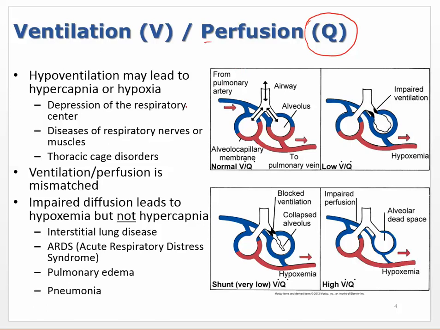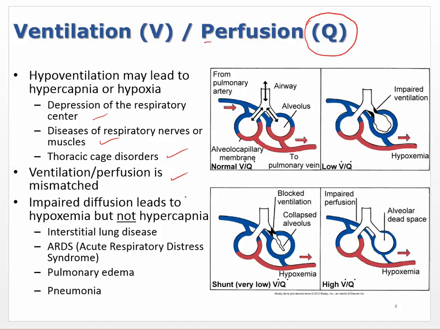Okay, so hypoventilation, if we're not breathing enough, in whichever way that happens, may lead to hypercapnia or hypoxia. Which makes sense, because you've got a buildup of carbon dioxide if you're not exchanging it. That can be caused from depression of the respiratory center, diseases of respiratory nerves, thoracic cage disorders, whatever is reducing your actual physical ventilation. But what happens is your ventilation perfusion is mismatched.